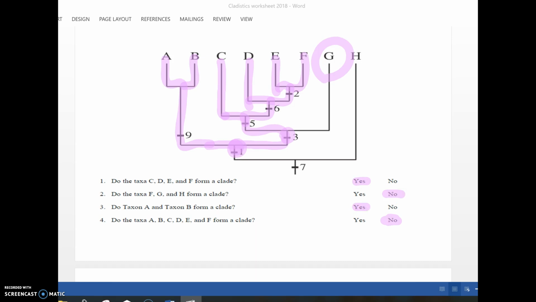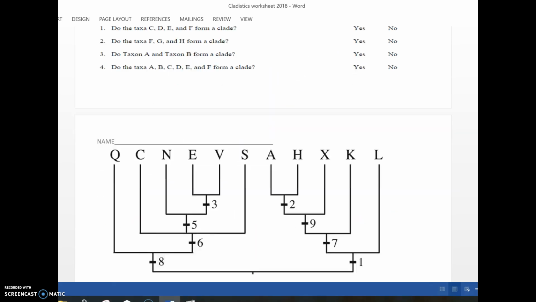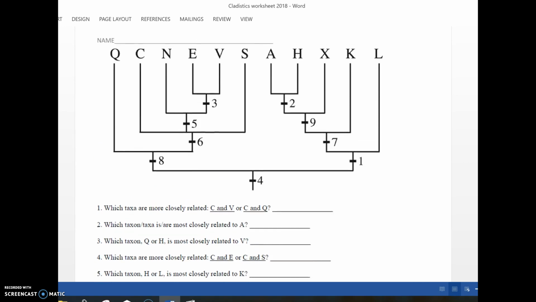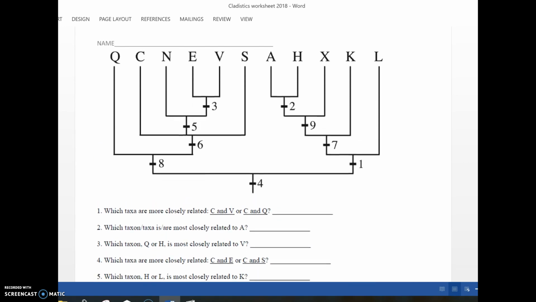All right. The last section is a little more practice of the same thing. Which are more closely related, C and V or C and Q? So again, we track back C and V. They would track back here to 6. That would be the last trait that C and V both share. C and Q track back further. You have to go all the way back to 8. That's the last trait that C and Q both share. So your answer here would be C and V.